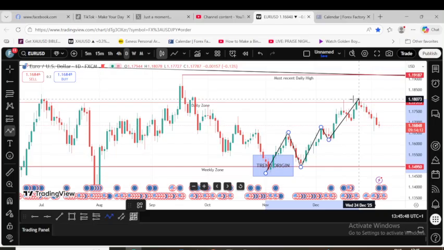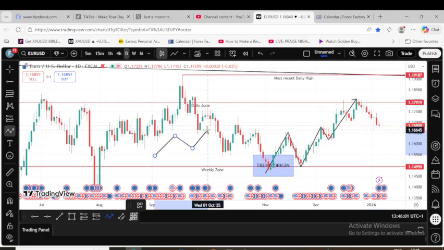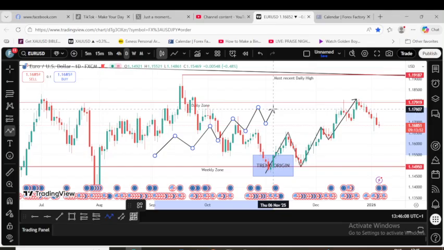So that means that price has not broken through. Usually for us to have a bear market structure, it's higher highs, higher highs, higher highs. But then what happens here is that price turns away.